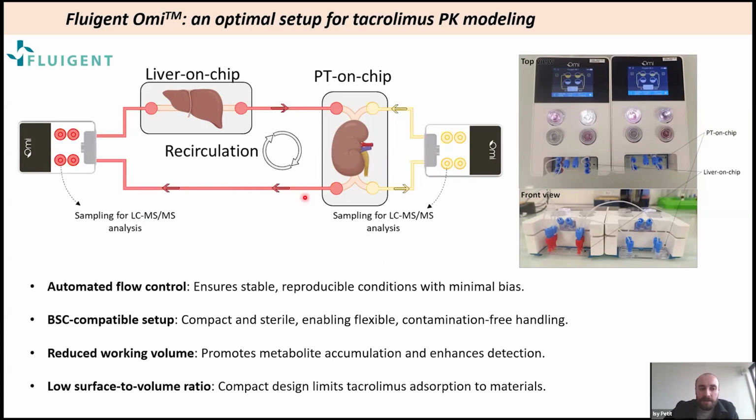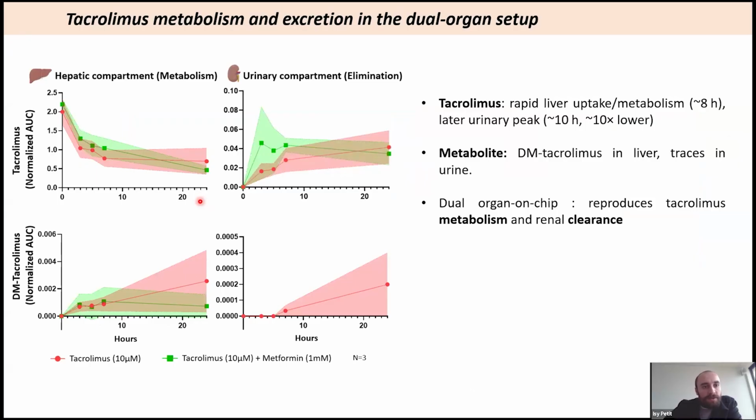And there is also this low surface to volume ratio that makes tacrolimus absorption much easier to manage. So we have this dual organ-on-chip setup with the liver-on-chip, the PT-on-chip, and two Omis to drive them. We treat with tacrolimus, but we are also interested in tacrolimus plus metformin, this DDI, and we treat our hepatic compartment with these two cocktails. So can we follow drug metabolism and drug excretion, particularly tacrolimus?